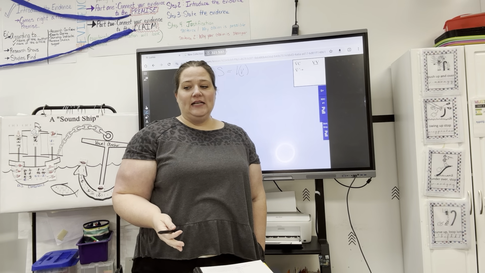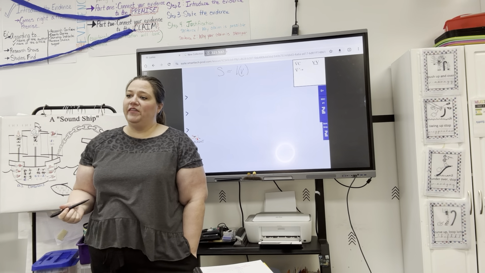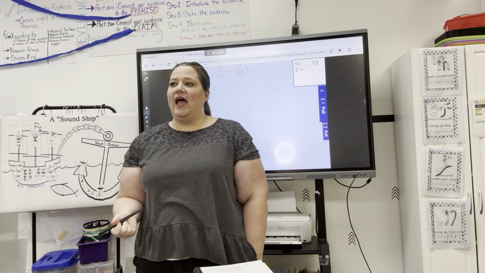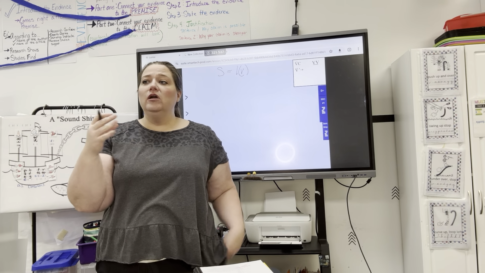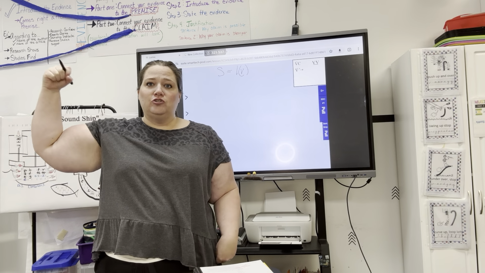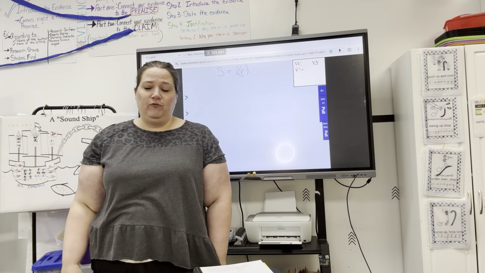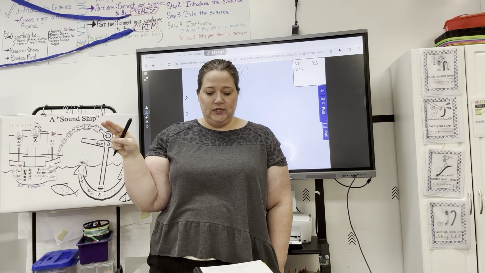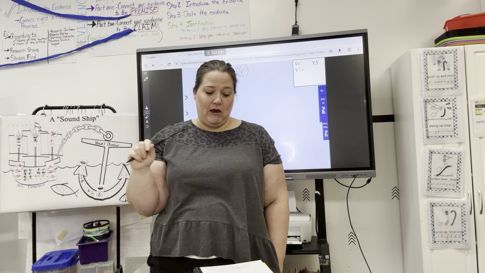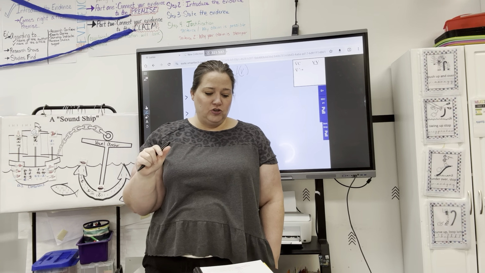Now, accent, let's review what accent is. Remember when we talked about call the dog? When we have an accented syllable, we say that syllable louder, longer, and stronger. So if we have two syllables in a word, one of those syllables is going to be accented, meaning we say it louder, longer, and stronger.